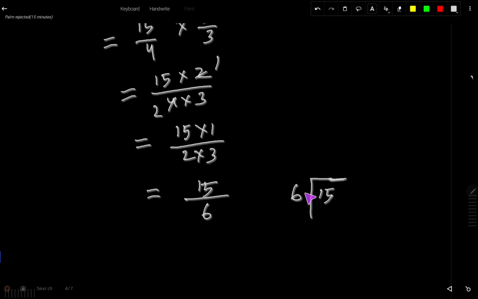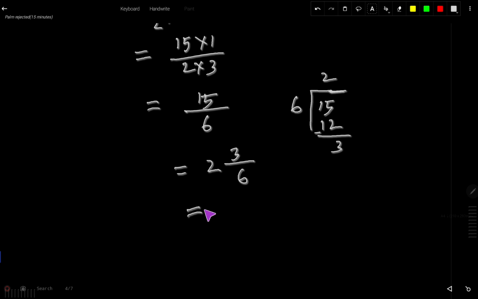So what will happen? 6 goes into 15 2 times. That gives us 2 times 6, 12. If you subtract, then you are getting 3, right? So this 3 is a remainder. This 2, the quotient, is the whole number. This remainder 3 is the numerator and this 6 is the denominator, right?